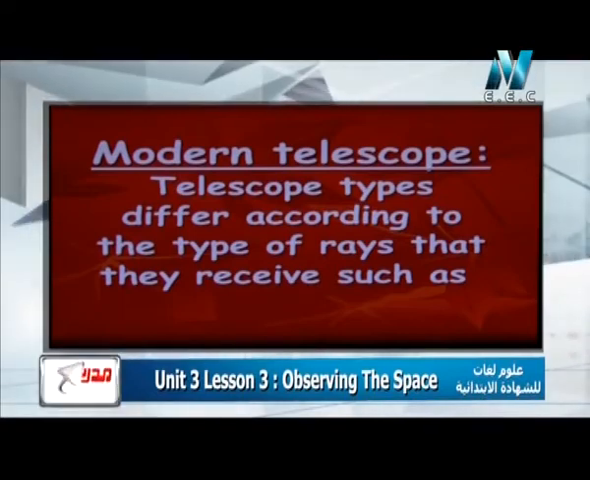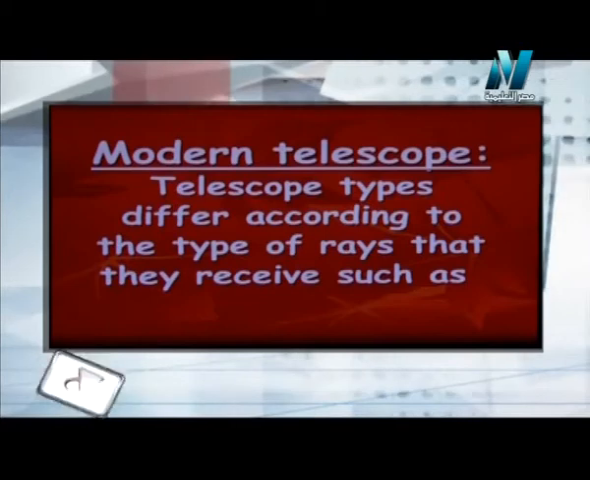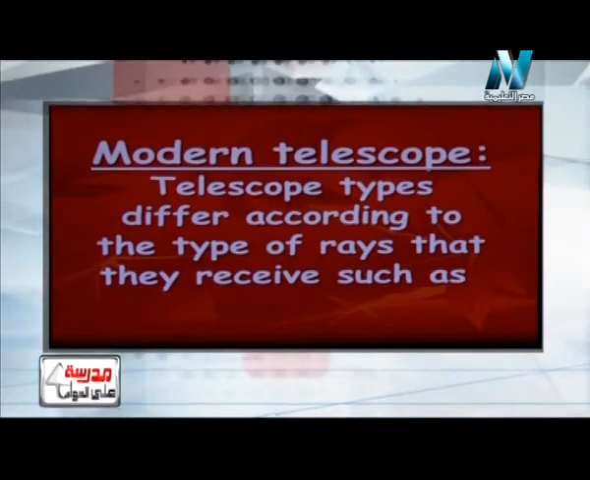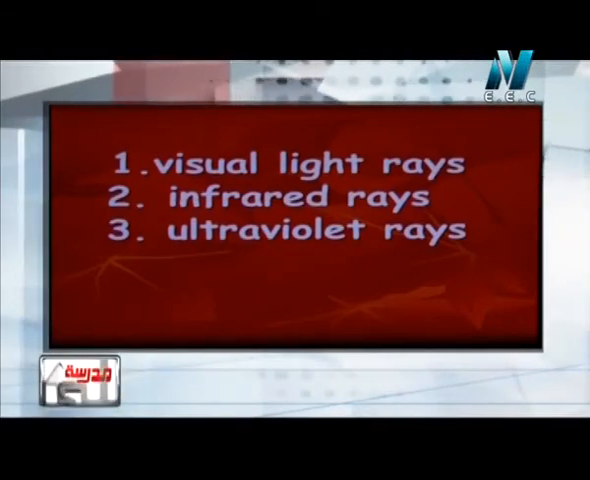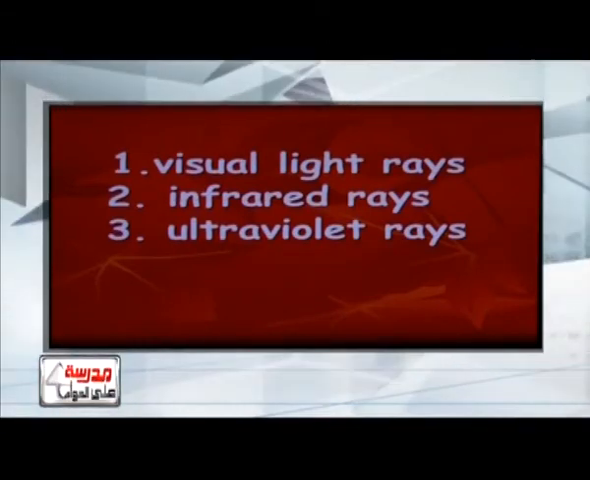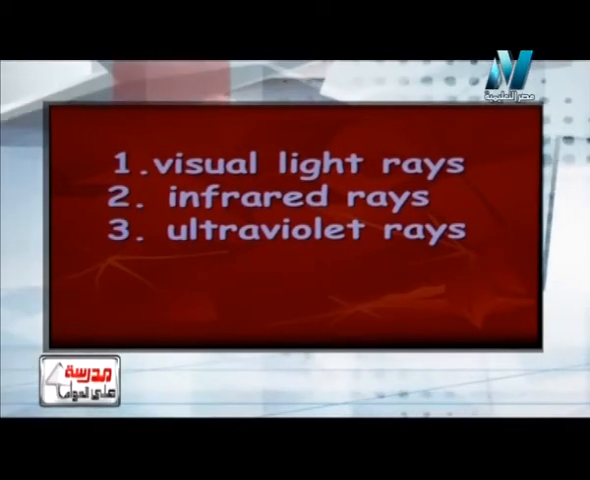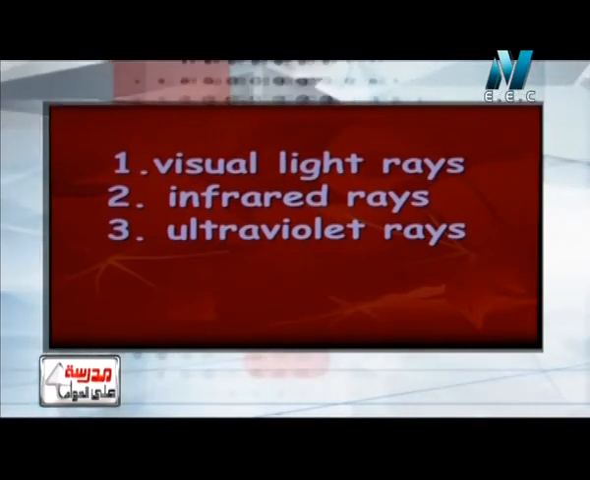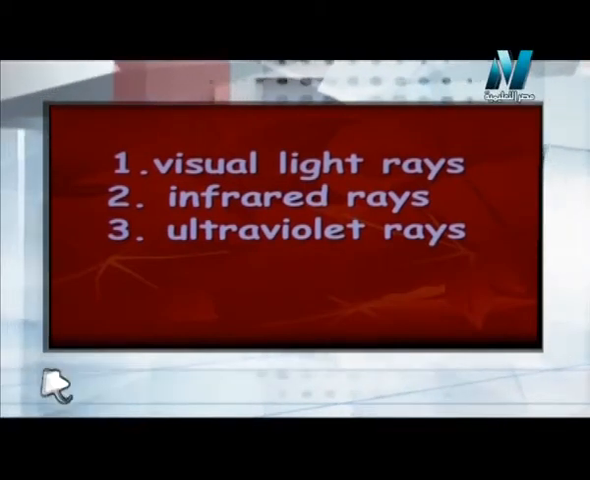Again, we have many modern telescopes because the telescope types differ according to the type of rays that they receive, such as what? Such as number 1, visual light rays. Number 2, infrared rays. Number 3, ultraviolet rays. So we have many telescopes. كل تلسكوب بيشتغل بنوع معين من الأشعة, النوع الأول بنسميه visual light rays, النوع التاني بنسميه infrared rays, النوع التالت بنسميه ultraviolet rays.